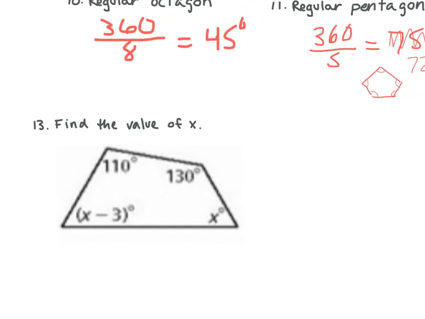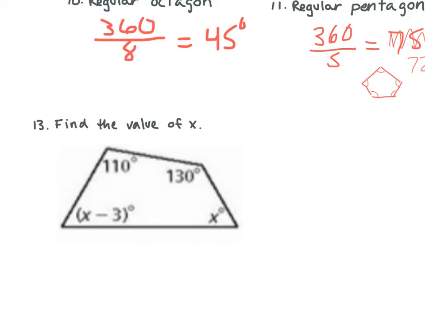Okay, so how do we do 13? X minus 3 plus x equals 180. We can only do that if it's a parallelogram, because in parallelograms we know consecutive angles are supplementary. But this is not a parallelogram. You add them all up and set them equal to 360.